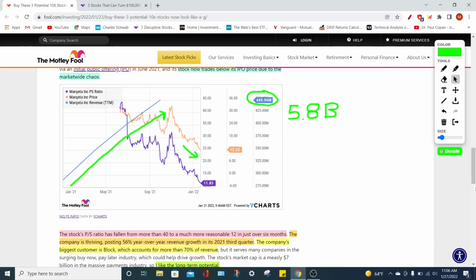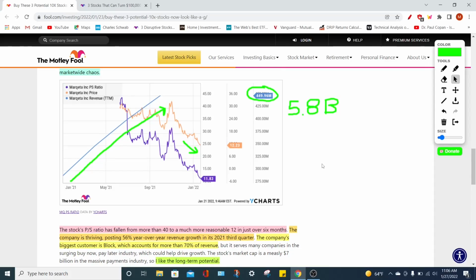However, there is risk here. Even though I think Marqeta is a good long-term buy right now, it is concerning that 70% of their revenue comes from a single customer, which is Block, because if Block ever decided to drop Marqeta, that would be absolutely disastrous for the overall company and their stock price. So please keep that risk in mind.